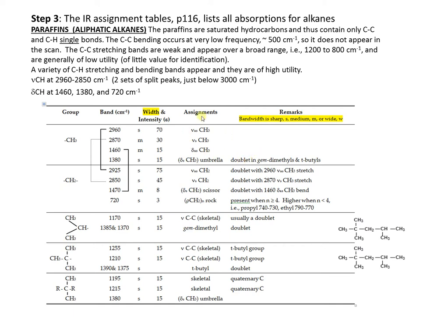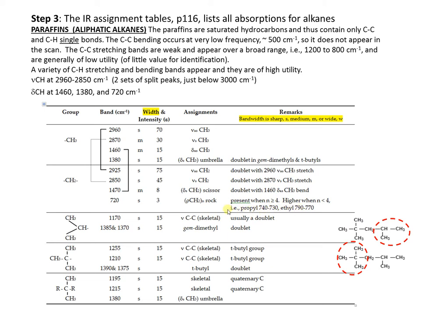Notice here that that motion is a doublet in gem dimethyls and t-butyls. Okay, we're going to see that in our compound. We have what's called a gem dimethyl right here, this CH dimethyl, and it causes a splitting of the band at 1380, which is good information for us. At 720, we have the rocking of 4 or more CH2 groups, and that's true whenever n is 4 or more. If there's less than 3, that band at 720 moves to higher wave numbers, but the peak gets pretty small and usually can't be seen in any case.